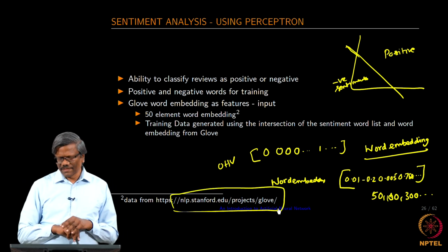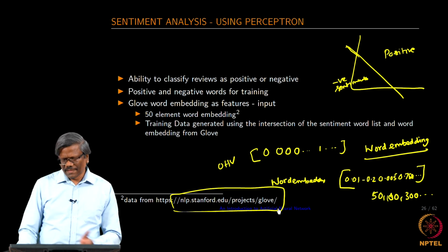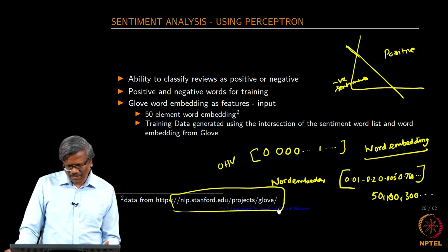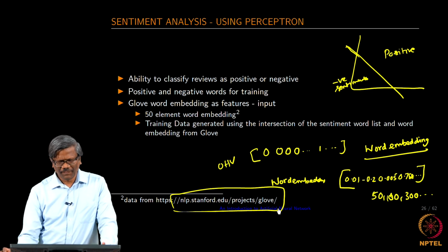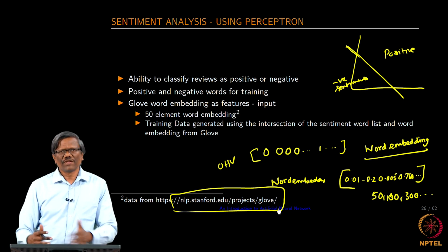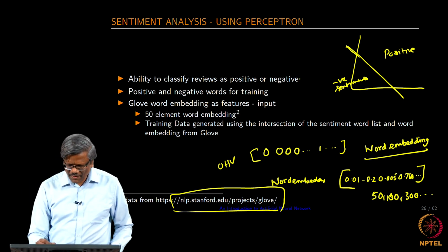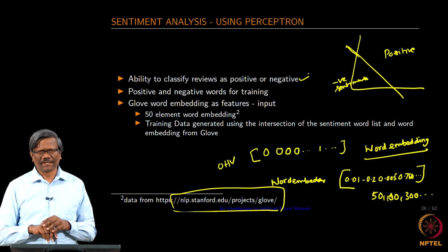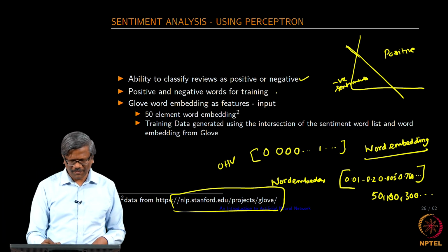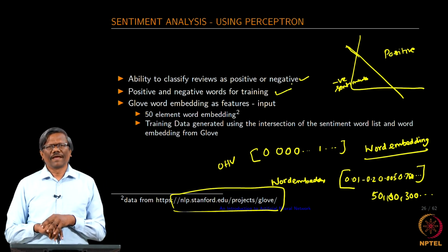What they have done is taken close to 1 billion words and provided the word embeddings for each of the words that they have computed. So, this we can use as our input. In this case we are going to take positive or negative reviews and try to classify them. And then we also require the positive and negative words for training.